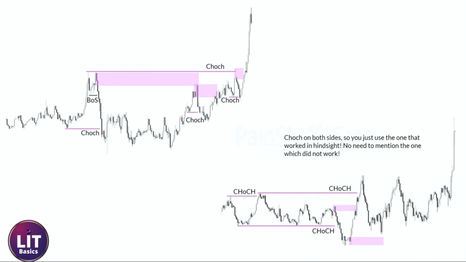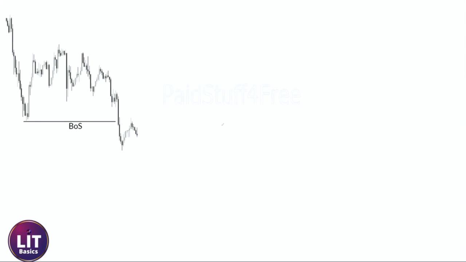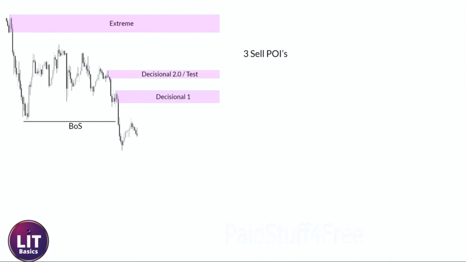Yeah, exactly. So here we've just got a simple BOS. So where would our mitigations be? We've got 3. These are all of the ones with imbalance. How do we know which one we pick? Well, if we're trading smart money, we don't. So we just give a go at all 3. So decisional 1, decisional 2, and extreme. Possibly this is the test from your Wyckoff. Maybe. So let us look.